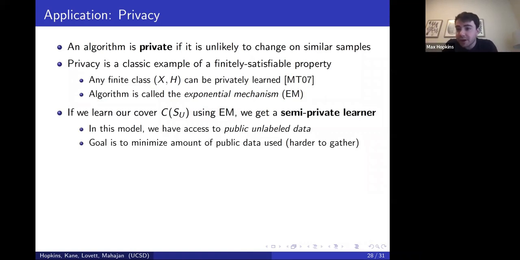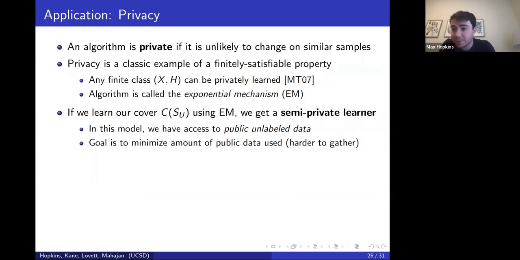So what happens if we try to run our reduction, but instead of using empirical risk minimization on CSU, we use the exponential mechanism? Well, we don't get a private learner out, and I claim that this is fine. In particular, this wouldn't be possible because private learning and realizable learning are not equivalent. Private learning is a much more restrictive condition. There are many classes that are realizably learnable that are not privately learnable. So we can't hope to get a private learner, but we do get something non-trivial.